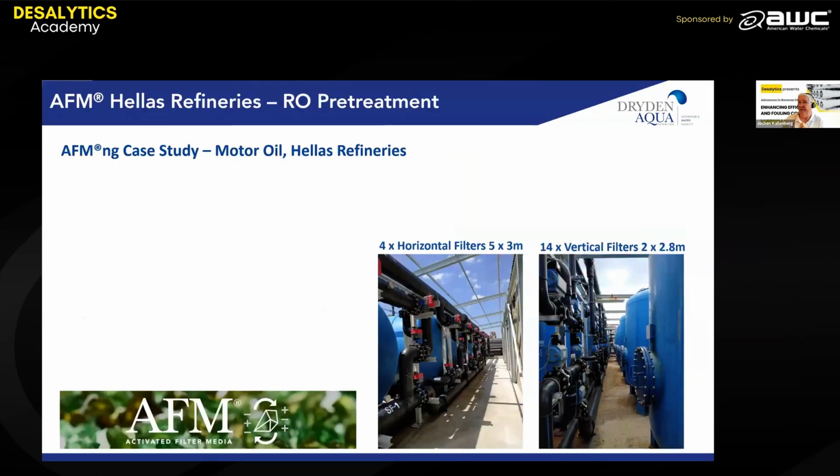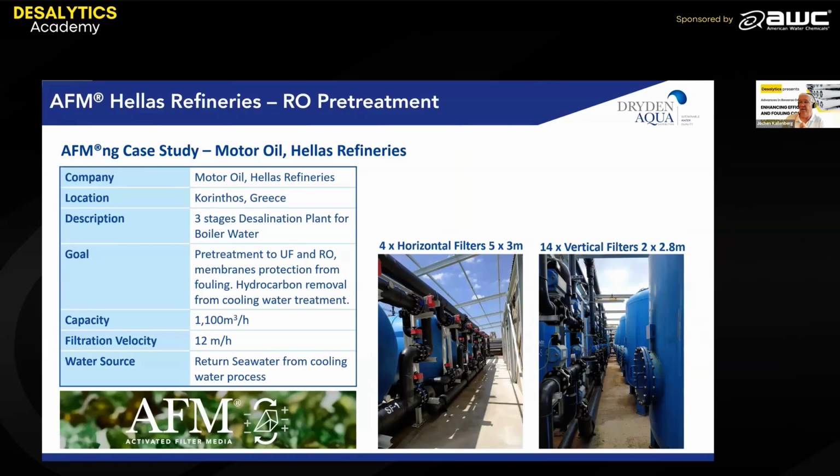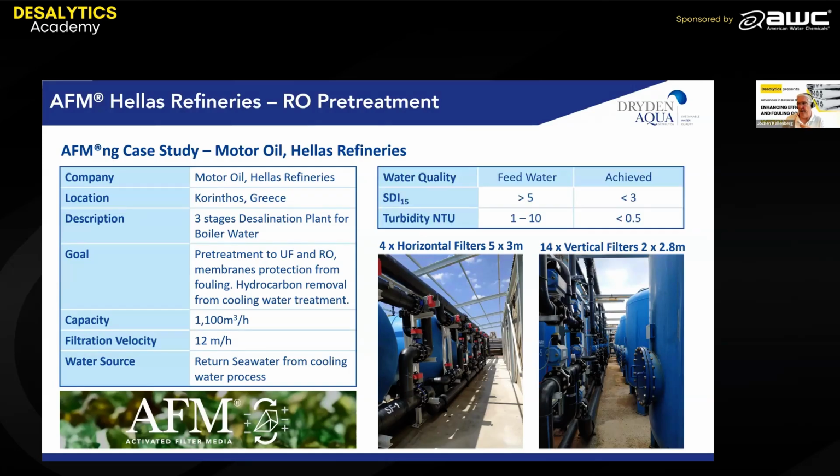6 large horizontal filters. Then another project we did in Greece achieves 1,100 cubic meters per hour through vertical and horizontal filters for the largest refinery in Greece. Here we achieved SDIs much less than 3 and turbidity reduced to less than 0.5 NTU from around 10 NTUs.